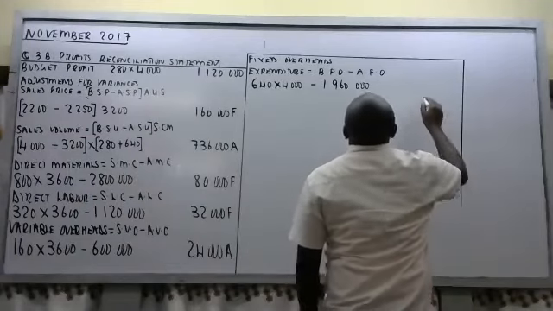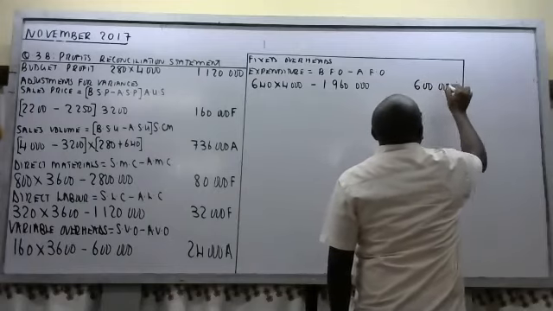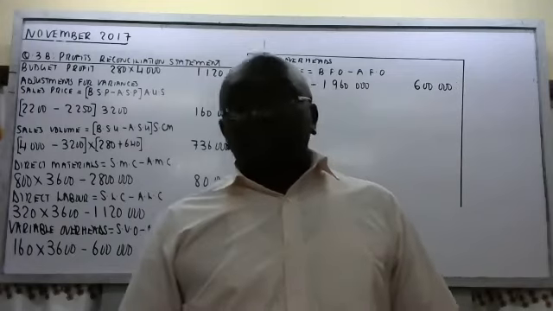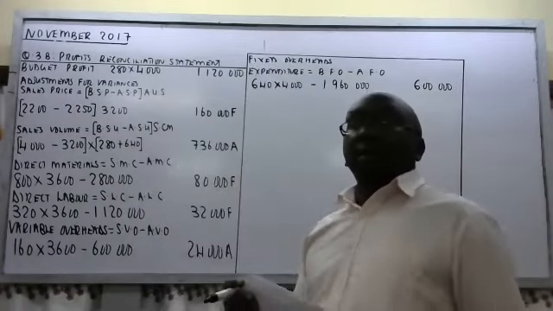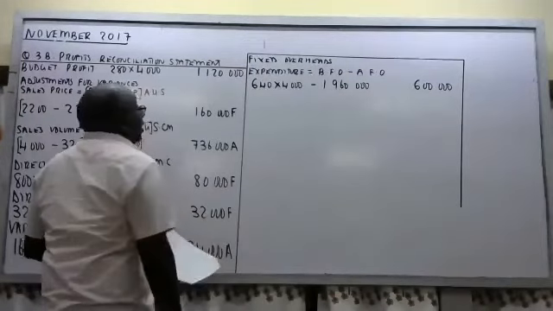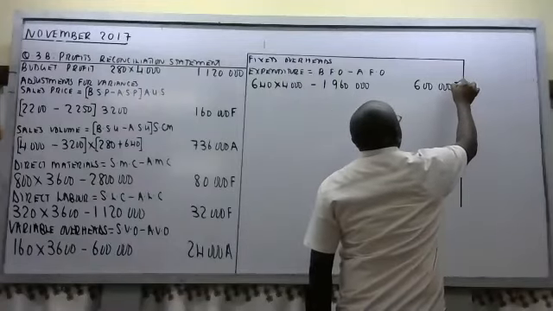$600,000. So 600,000, favorable or adverse? Favorable. Mathematically positive, so it's favorable.